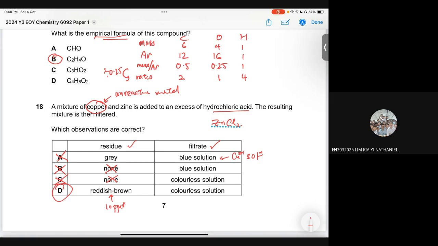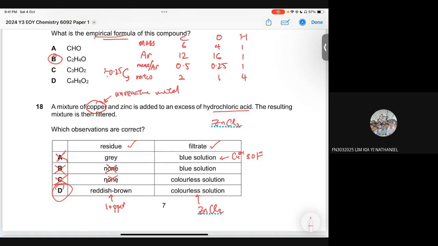So pure copper can sometimes be described as a pinkish brown or reddish brown solid. If you look at the wires at home, the ones you don't want, and you chop them open, you realize that the copper inside is actually a very nice pinkish brown or reddish brown color. This colorless solution is actually zinc chloride over here. So that's for question 18, knowing which metal will not react with which acid, and that's how you get to the answer.